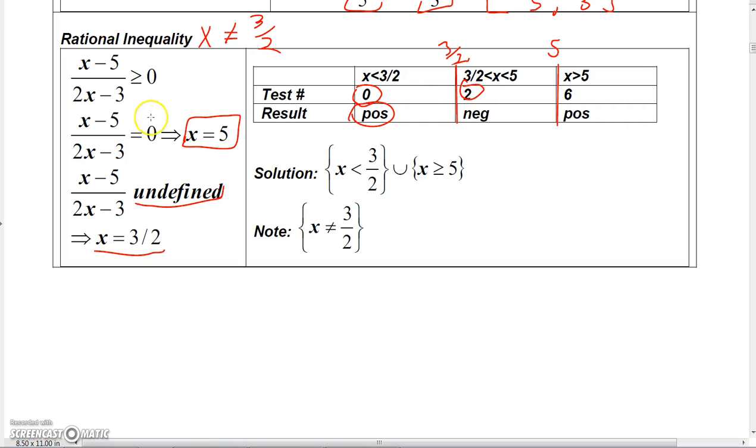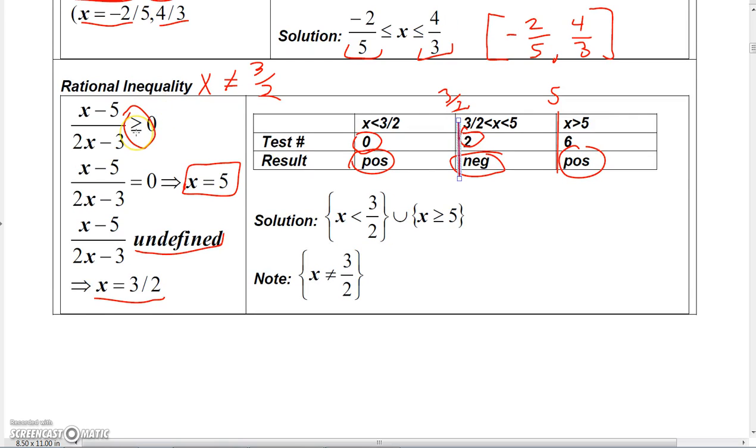So if I plug 2 in, 2 minus 5 is negative. 2 times 2 minus 3 is positive, so I get a negative over a positive, so that quotient is going to be negative. Then I need a number greater than 5 to test this interval, so I'll use 6. 6 minus 5 is positive, 2 times 6 minus 3 is positive, so a positive over positive is positive. On this one, I wanted to know when the expression was positive or 0. Remember, it only equals 0 at 5, not at 3/2. It's undefined at 3/2. So 5 makes it 0.